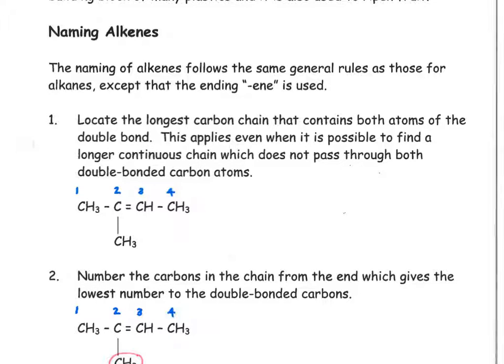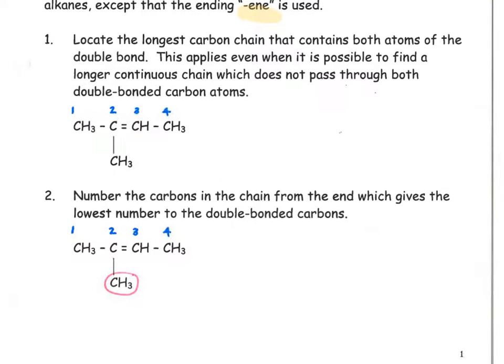We're going to look at the rules for naming and drawing alkenes. The good news is that the alkenes follow the same rules as for the alkanes, except now to indicate that it's an alkene, including at least one double bond, we're going to change the ending to -ene, and that tells us that double bonds are present.